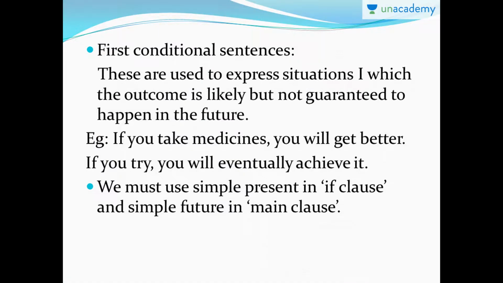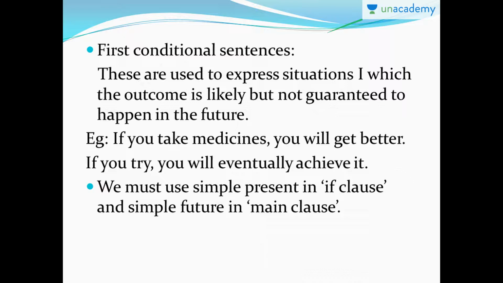So the first conditional sentences are used to express situations in which the outcome is likely but not guaranteed to happen in the future. Sorry, there's a spelling mistake over here. So the outcome is very likely to happen but not guaranteed to happen. It might or might not happen. Very probable conditions are the first conditional sentences. Okay, the zero condition sentence is the general fact or known fact or general truth, whereas the first condition sentence is something where the outcome might or might not happen, but it is not guaranteed.